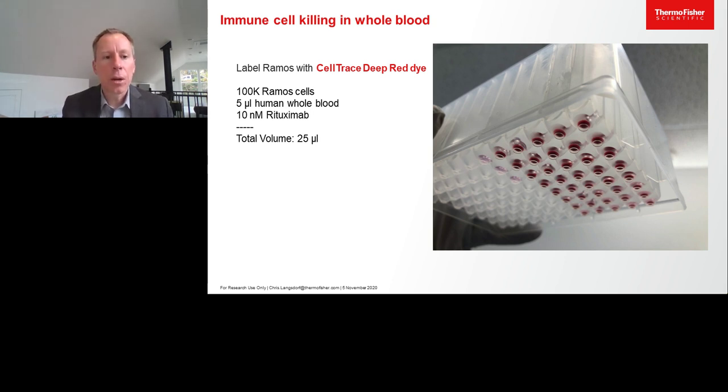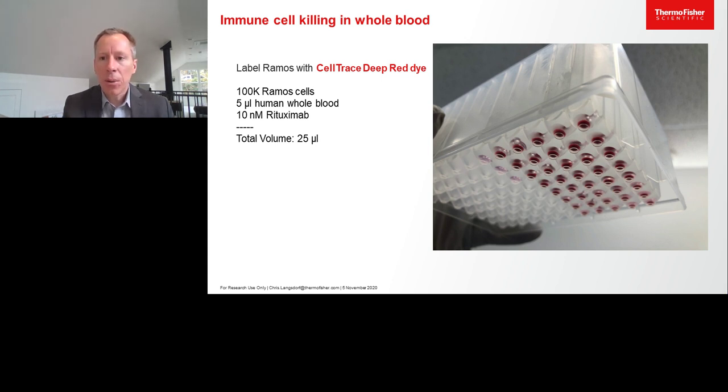Then we'll take 100,000 of those cells at 10 to the 7th per mil and spike them into only 5 microliters of whole blood and a final concentration of 10 nanomolar rituximab for a total volume of 25 microliters per well, and as you see here on the right.